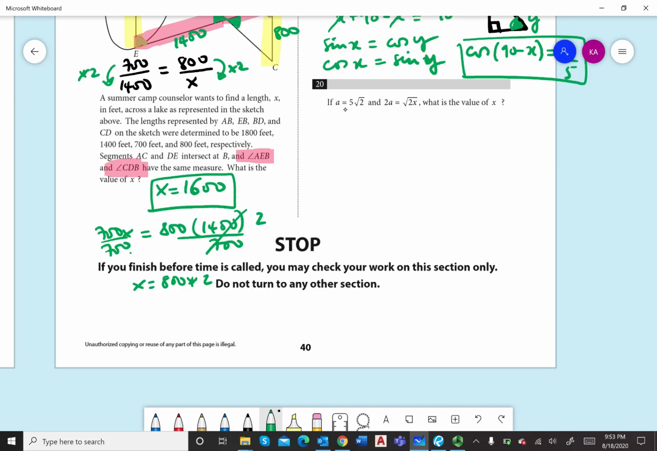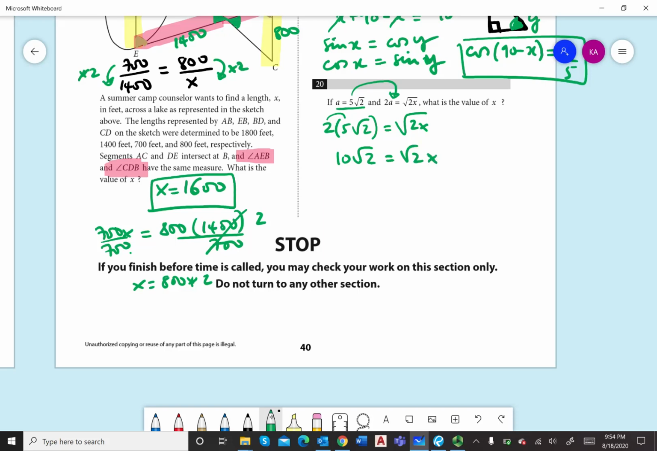Okay, so it says if a is equal to this and 2a is equal to square root of 2x, what is the value of x? Okay, so a is equal to this, so I can just plug it into that. So it's 2 times 5 square root of 2 is equal to square root of 2x. You agree? So now if this goes in, it gives me 10 square root of 2 is equal to square root of 2x.